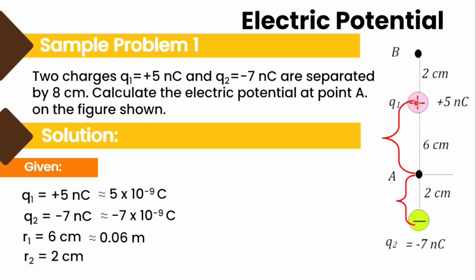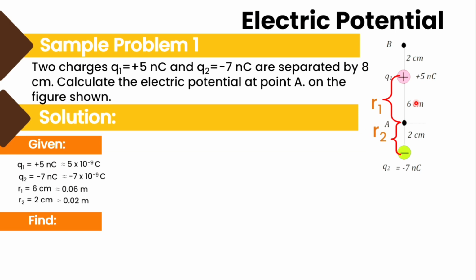And R2, that is the distance from point A to source charge number 2, and that is equal to 2 centimeters. And 2 centimeters, the value in meters, would be equal to 0.02 meters. So these are all the given values that we need for us to solve the electric potential in point A. So next is we need to write what is asked in the problem. So the electric potential at point A is what is asked in the problem. So that would be the quantity that we need to find out.